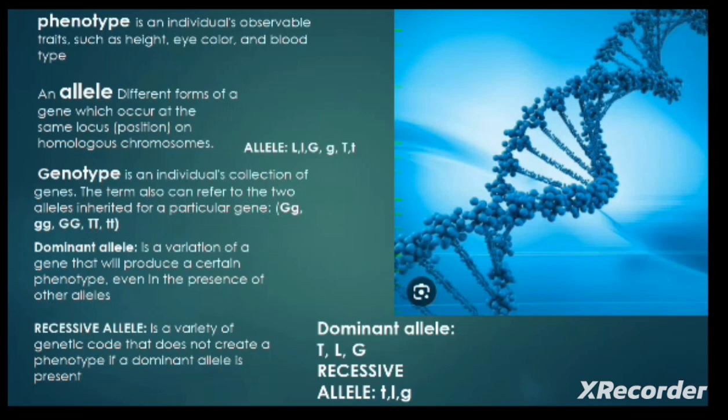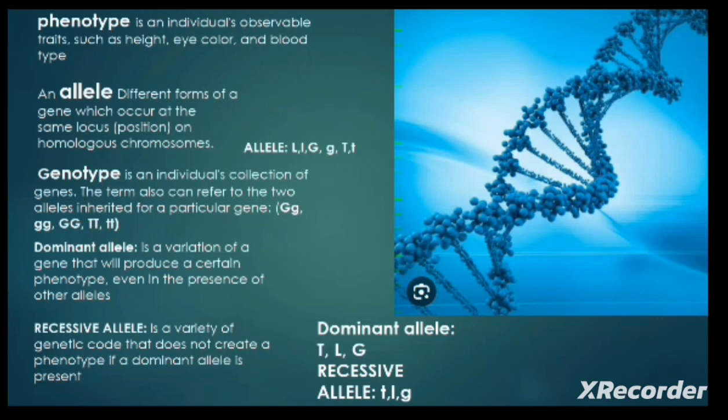What is a genotype? A genotype is an individual's collection of genes. The term can also refer to the two alleles inherited for a particular gene, right? So this is for your biological term. Dominant allele: a variation of a gene that will produce a certain phenotype even in the presence of other alleles. Recessive allele: a variety of genetic code that does not create a phenotype if a dominant allele is present. So you need to know those things by heart, right? But then for you to be able to answer pedigree diagrams and crossings, dominant alleles are the big letters, recessive alleles are the small letters.